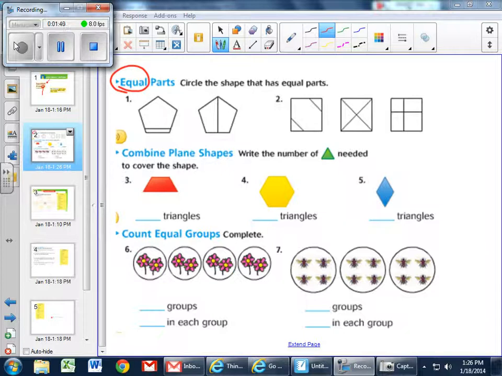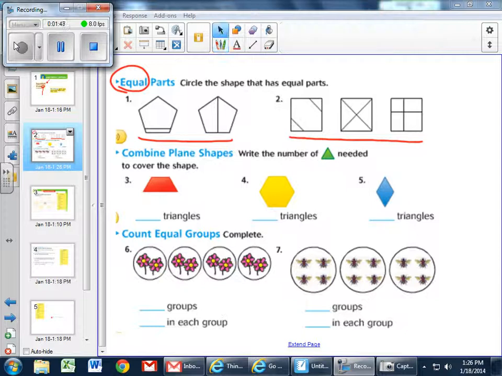Okay, so the first part is equal parts. It wants you to circle the shape that has equal parts. So these two are for number 1, these 3 are for number 2. Within both of those, they want you to circle the shape that has equal parts. So number 1, you have 2 choices. Number 2, you have 3 choices. Go ahead and circle those now, please.